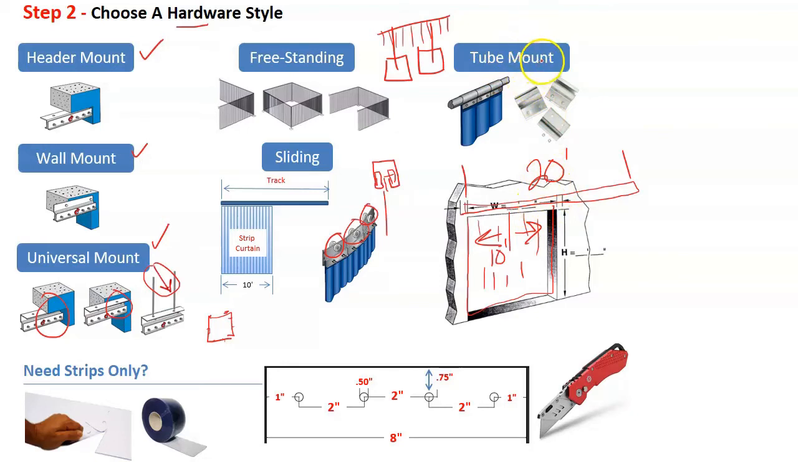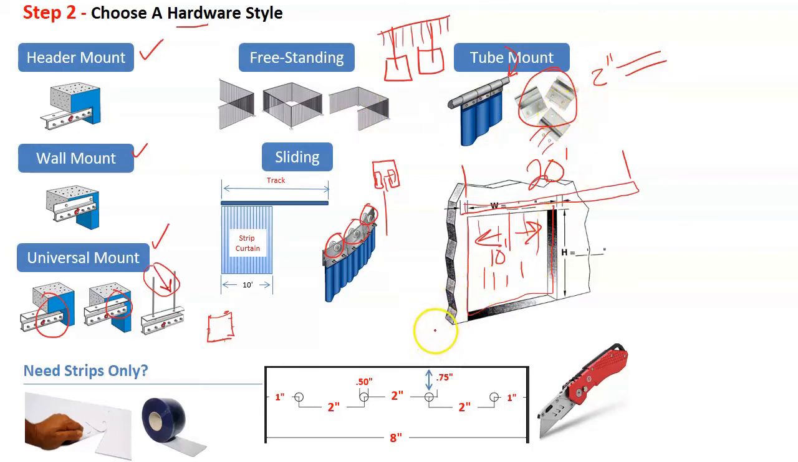Another style which is common is a tube mount. Tube mount we see in a lot of coolers and freezers. We do not supply the tube, so that tube is not supplied by us. All you're going to receive are the clamps, and that's made for a 2-inch tube. So you'd supply the tube, we'd supply the clamps that go on that tube, and the strips just mount to this just like they do any other hardware.